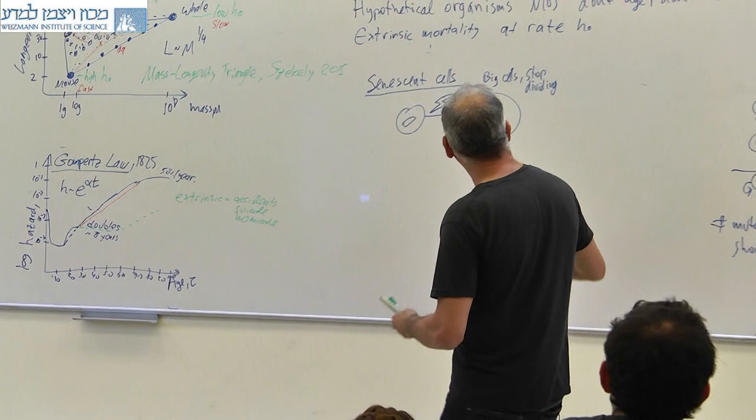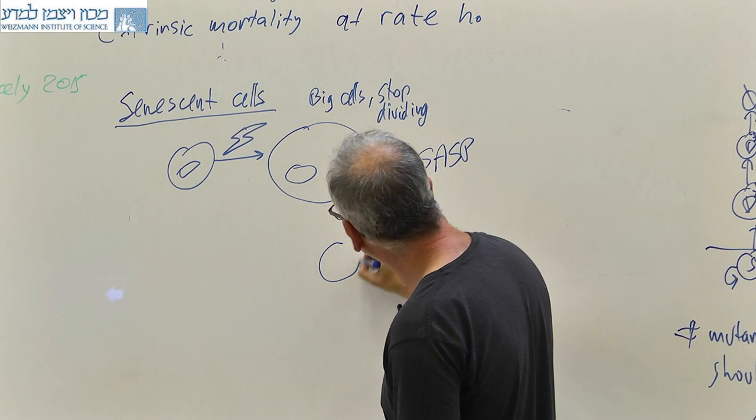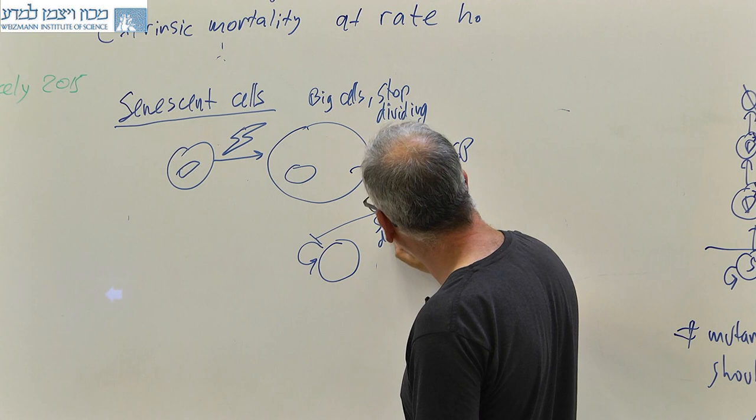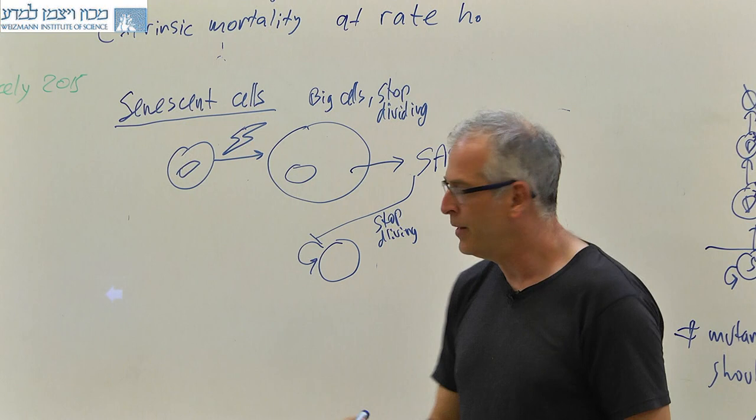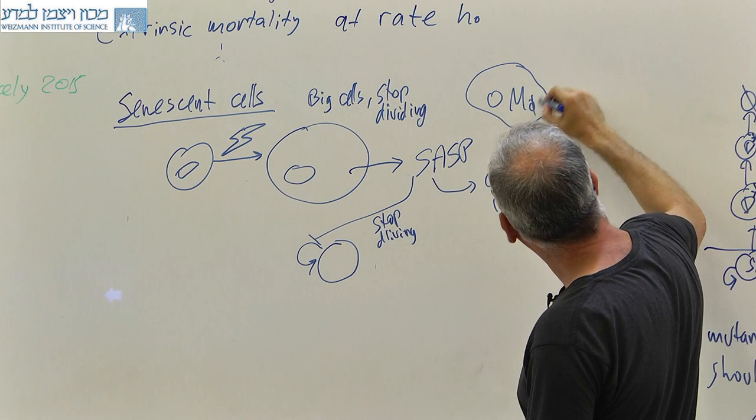And they secrete very actively some molecules, senescence associated secretory profile molecules, that, first of all, tell the local stem cells to stop dividing or slow dividing. So they stop the cells everywhere around them from dividing. Then they call the immune system, macrophages and NK cells, special cells of the immune system, to come and kill them.